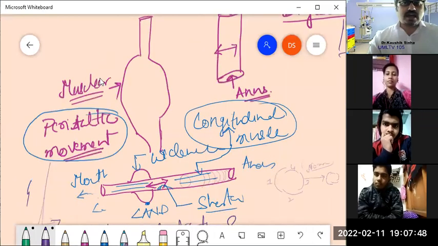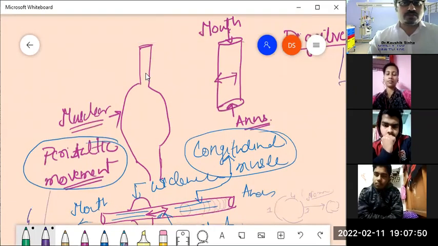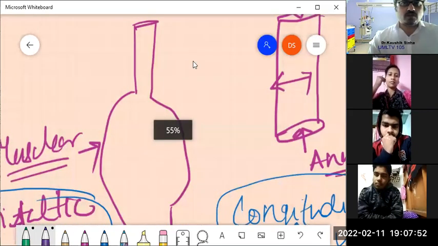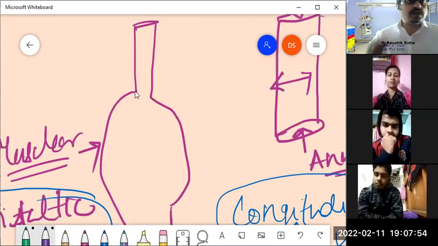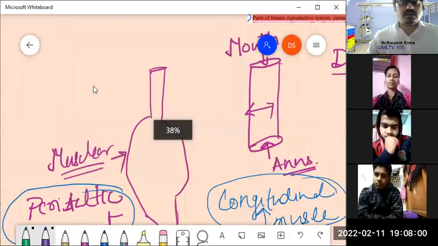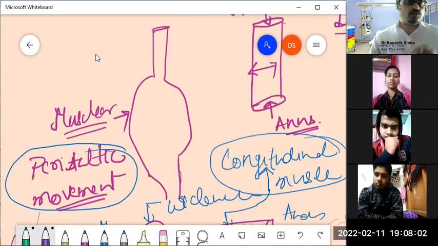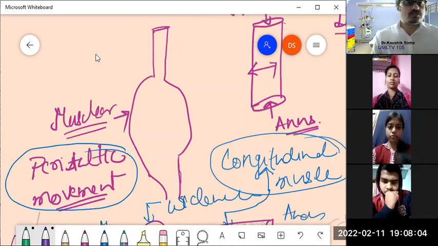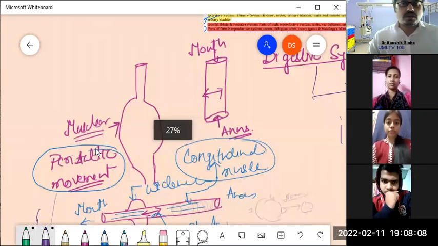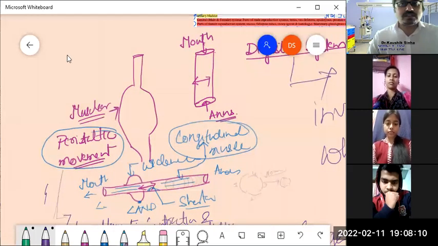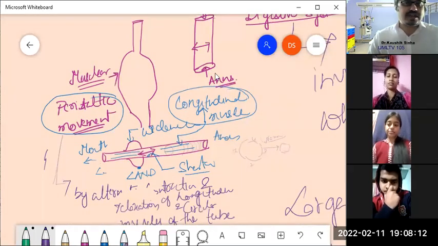And in this diagram, I showed that the tube does not have a uniform diameter. As you might note, some parts of the tube are narrower, but other parts of the tube are wider. So this variation of the width of the tube is to be found along the entire length of the digestive tube. Now, the walls of the digestive tube are not solid.